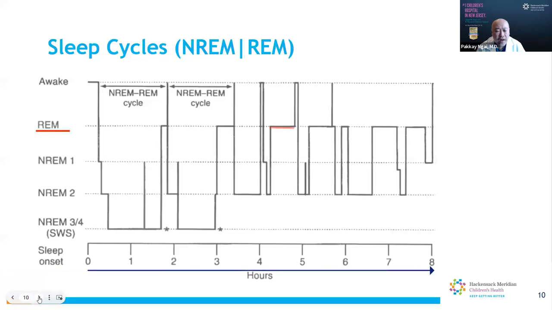And later on in the night, REM periods occupy a greater part of the nocturnal sleep time. This is why there's a greater amount of recall of dreams, but also, unfortunately, which we'll get into later, why there's also a higher risk of breathing problems, such as sleep apnea, during the second half of the night.